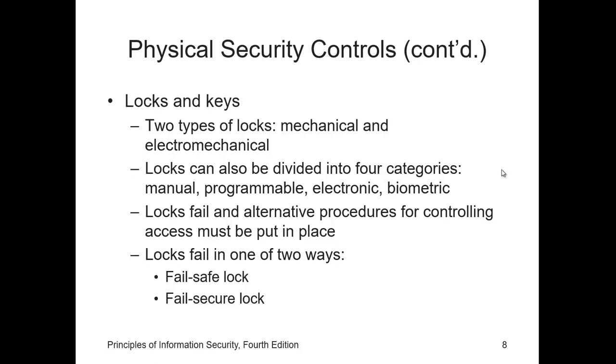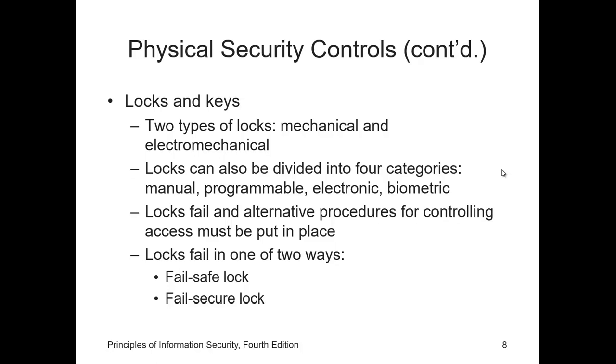So when locks fail, there is one of two ways. Either the lock will fail and the door becomes unlocked and anyone can get in, or it could be in a fail secure lock. When the lock of a door fails and the door remains locked, this is actually, it's the other way around. So when the door fails to lock and becomes unlocked, we say that it's called fail safe. So fail safe means it stays unlocked because it fails to lock. And when the lock of a door fails and the door remains locked, this is a fail secure lock.